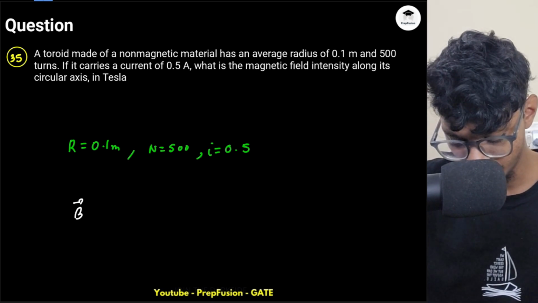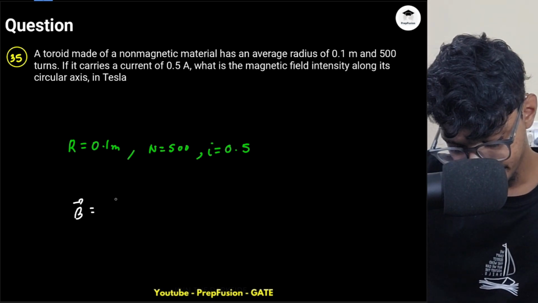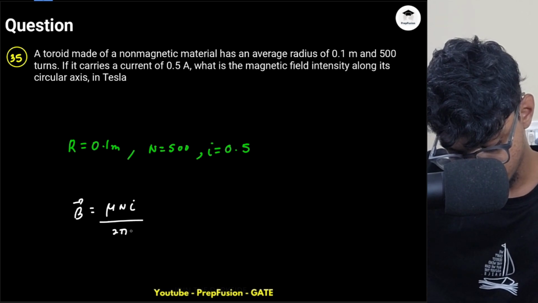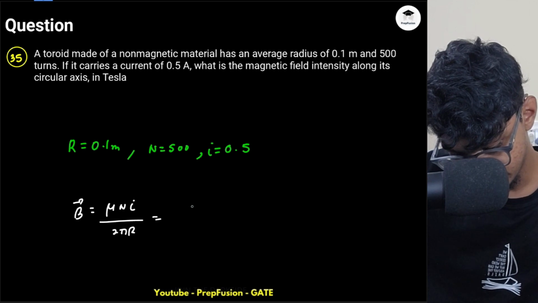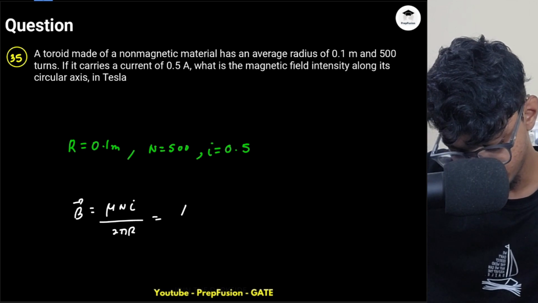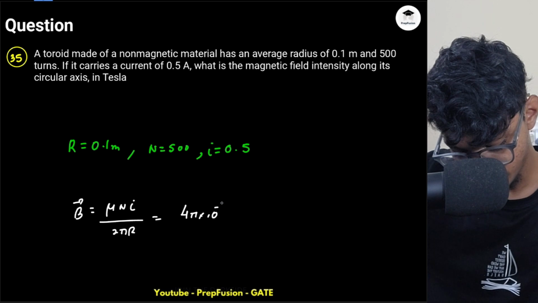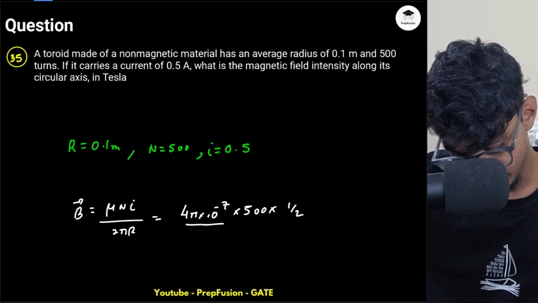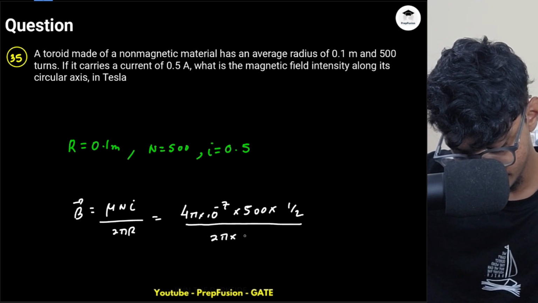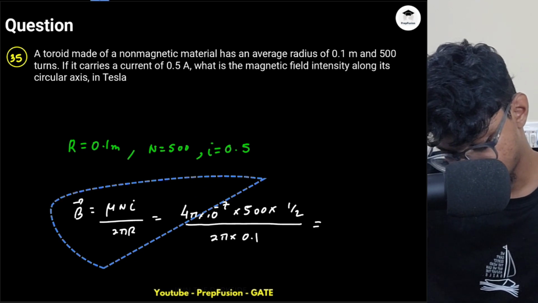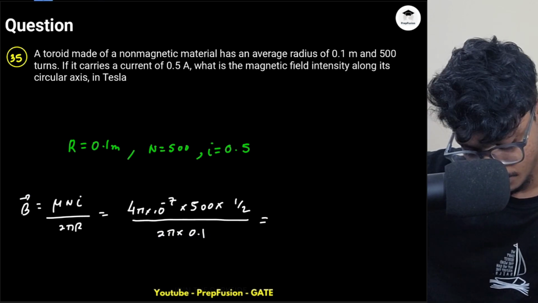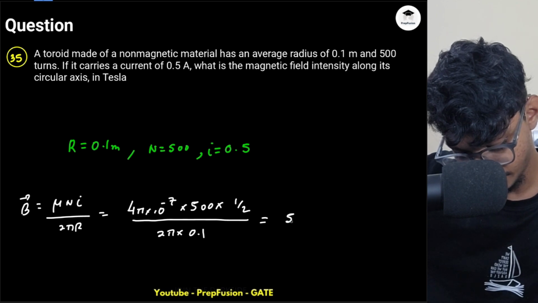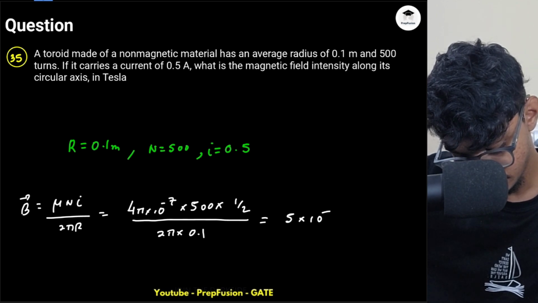So this is very simple, right? B will be simply equal to mu N I divided by 2 pi r, right? They haven't told anything, so I will assume it to be in the vacuum. So it will be 4 pi into 10 raised to power minus 7, N is 500, I is 0.5, and this is 2 pi into r, which is 0.1. So 2 pi becomes 2, the 2 gets cancelled, this is 505,000. So this is 5 into 10 raised to power minus 4.